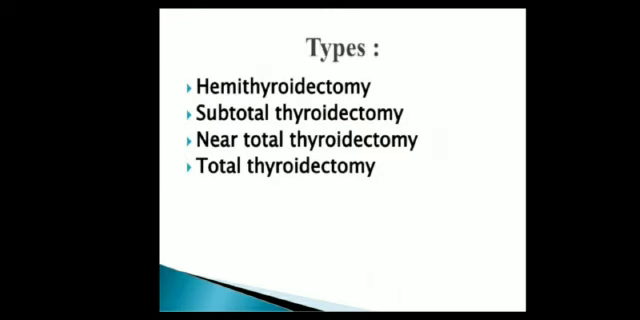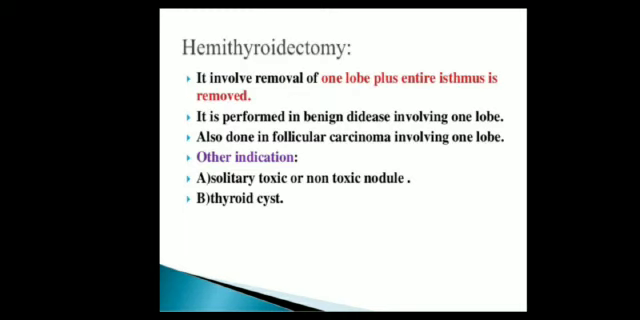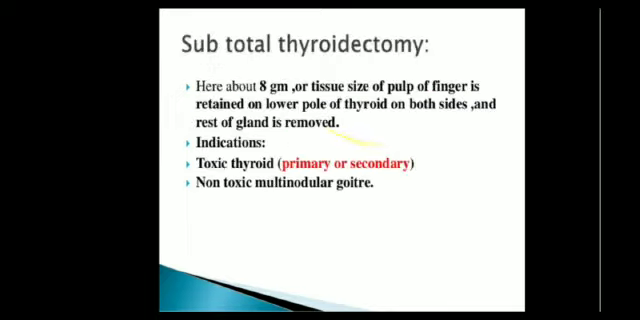Types of surgeries are hemithyroidectomy, subtotal thyroidectomy, near total thyroidectomy, and total thyroidectomy. Hemithyroidectomy involves removal of one lobe plus the entire isthmus. It is performed in benign disease involving one lobe, also done in follicular carcinoma involving one lobe. Other indications are solitary toxic or non-toxic nodule or thyroid cyst.